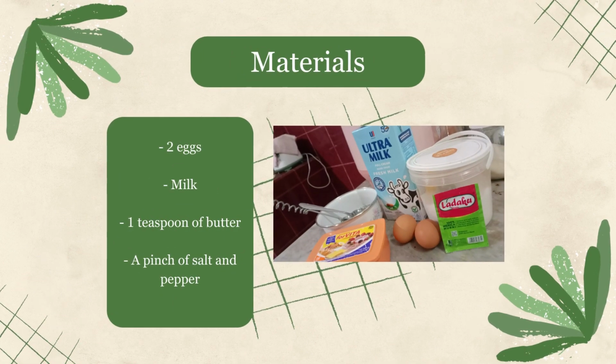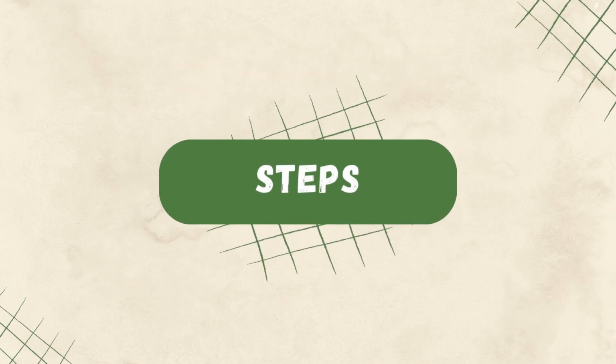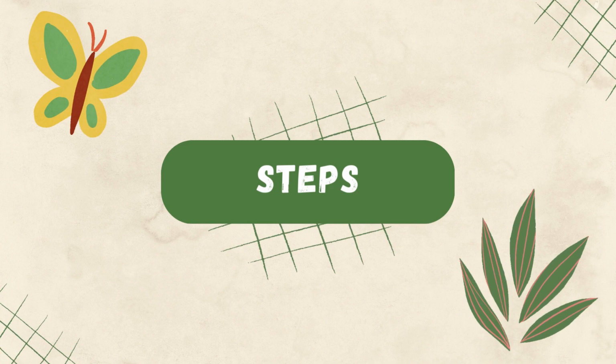The materials we use in making scrambled eggs are 2 eggs, milk, 1 teaspoon of butter, a pinch of salt and pepper. So these are the steps we took to make scrambled eggs.